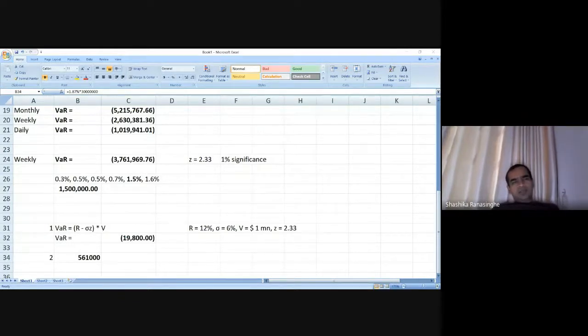Question number 3. John Dumas is in charge of a 100 million equity portfolio. He expects a return of 10% with a standard deviation of 8%. What will be the minimum value of the portfolio at 95% probability? Z score at 95% is 1.65.